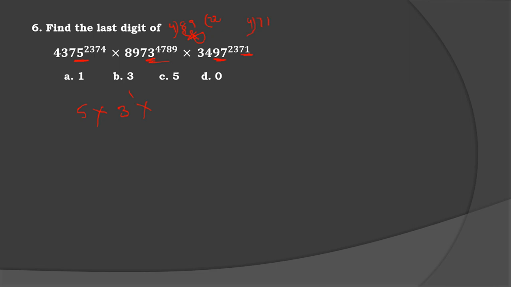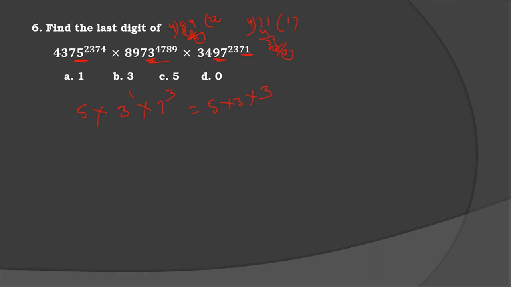The power cycle of 7 is what? 4, right? Then divided by 4, how many times? 2371, 592 times 4 is 2368, remainder equals 3. So here it is 7 cube. Finally it equals what? 5 into 3 into 7 cube, 343, unit digit 3.